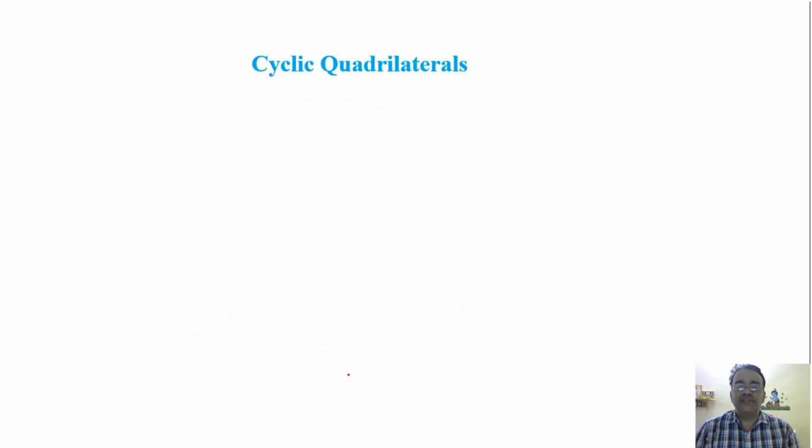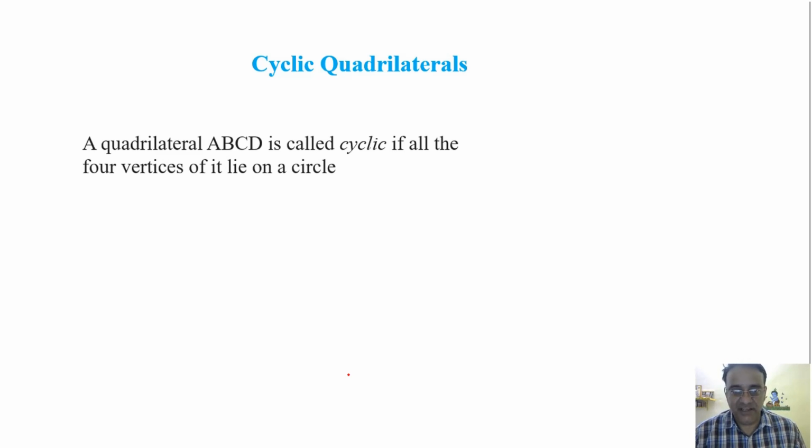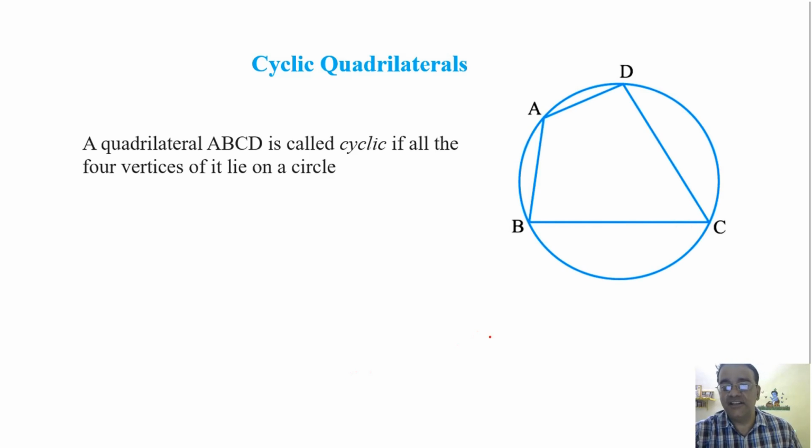Okay. Now let us move towards cyclic quadrilaterals. A quadrilateral whose all the vertices lie on the circle are called cyclic quadrilaterals. Quadrilateral के चारों vertices अगर circle में होंगे तो वो quadrilateral को हम लोग cyclic quadrilateral बोलते हैं. ठीक है? If all the 4 vertices of it lie on a circle. So here in this figure, ABCD is a cyclic quadrilateral because vertices A, B, C and D lie on the circle.